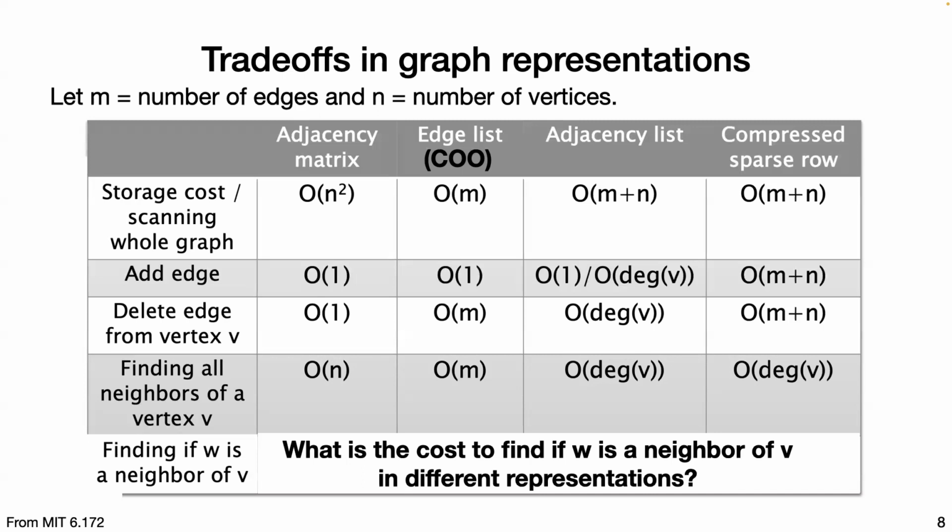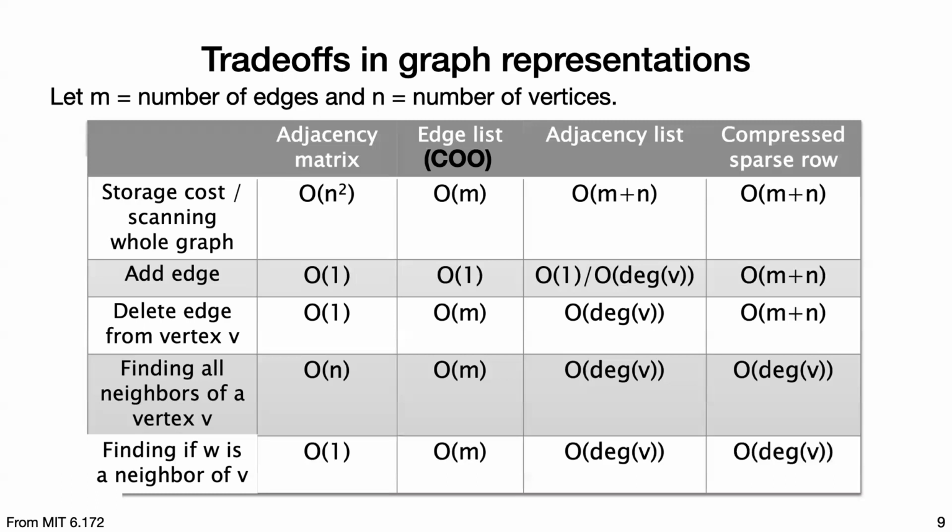Good. Yes, so exactly: O of 1 in the matrix, O of M in the edge list, assuming unsorted, and degree of V in these. If this is sorted, you can also do this in log of degree of V, because you could do a binary search in the range. Like if that subsection is sorted, you can just do a binary search because you have the endpoints. Okay, good. So these are some bounds for these basic graph representations.